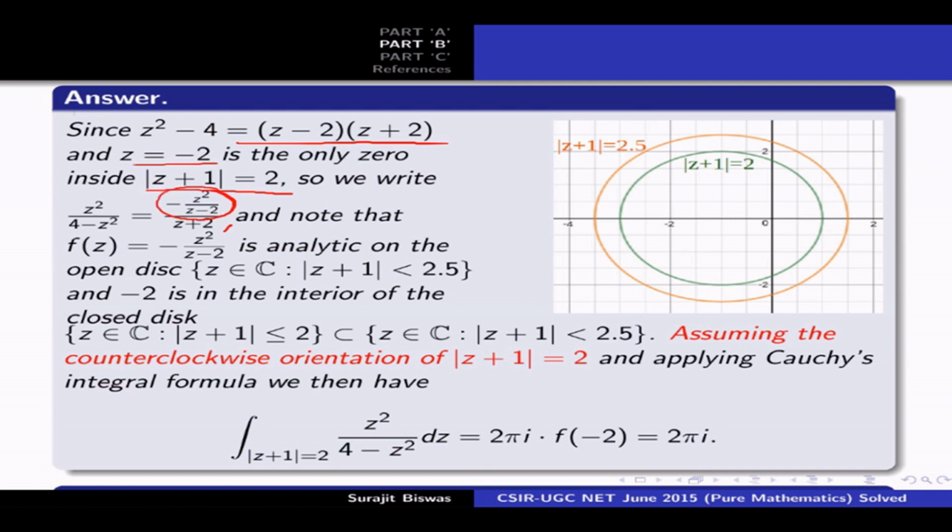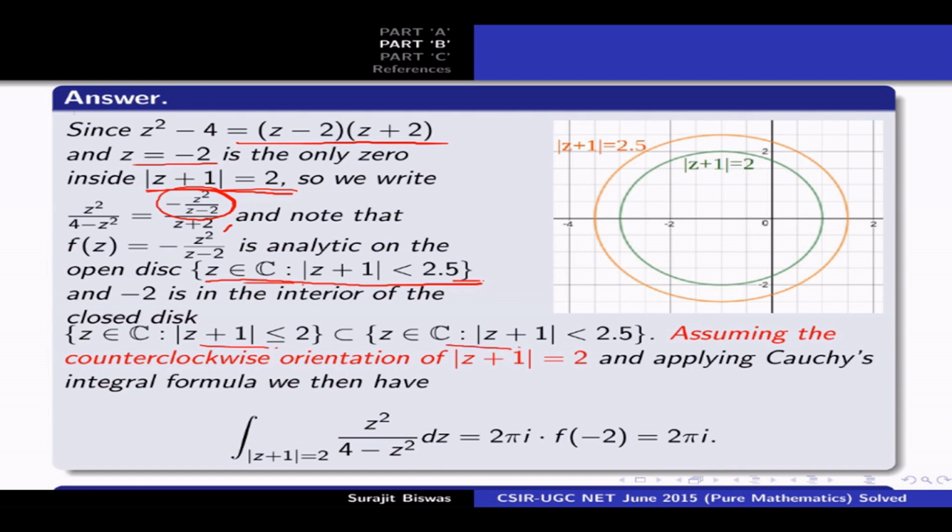Note that f(z) equal to −z²/(z − 2) is analytic on the open disk such that |z + 1| is strictly less than 2.5. We are considering a slightly larger open disk which contains this given circle inside it. So f(z) is analytic on this slightly larger open disk, and −2 is in the interior of the closed disk, which is also contained in this slightly larger open disk.